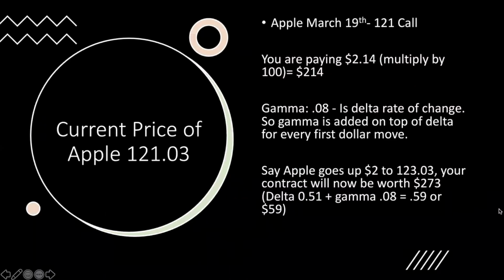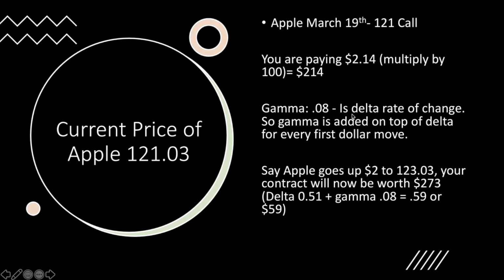In this example, again, we're looking at Apple. It's expiring March 19th. Again, remember they expire every Friday, so this one is expiring on that Friday, March 19th. The 121 call. Again, you're paying $2.14. You multiply it by 100 because it's 100 shares, and so you're paying $214. So gamma, as you saw earlier, was 8 cents.